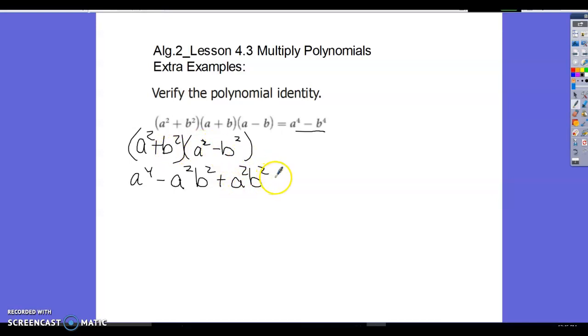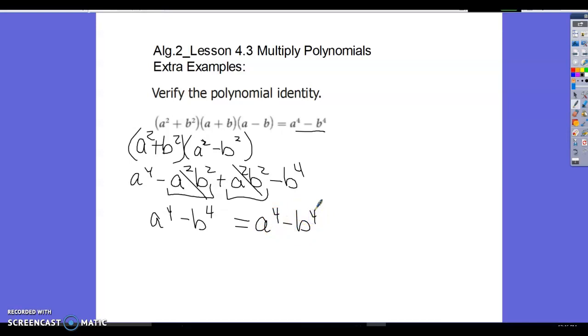And then b squared times negative b squared is negative b to the fourth. Now I can see that I've got a plus and a minus of the same thing. So those cancel. So I have a to the fourth minus b to the fourth. And we can show that that is the same as the right side. So once we show that the two sides are equal, we have verified the polynomial identity.